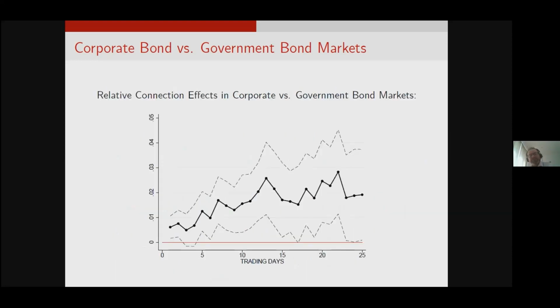And what we find here, I'm plotting the gamma coefficient over a longer time horizon. There are two takeaways from this picture. Number one is that indeed the differential effect of connections in corporate bond markets is bigger, and the second takeaway is that it is much more persistent. So that's again suggestive that perhaps there is more private information in corporate bond markets than in government bond markets.